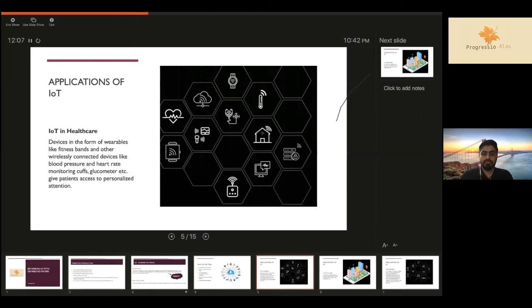So I'm going to demonstrate a few applications of IoT and how IoT is helping in different domains. So let's start with IoT in healthcare.